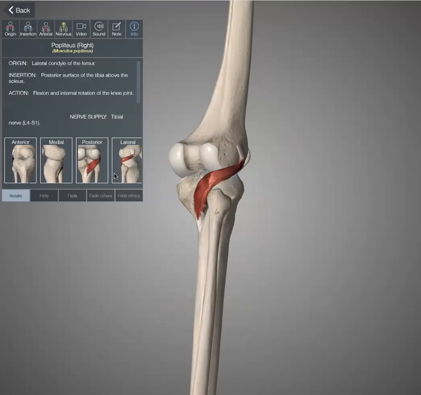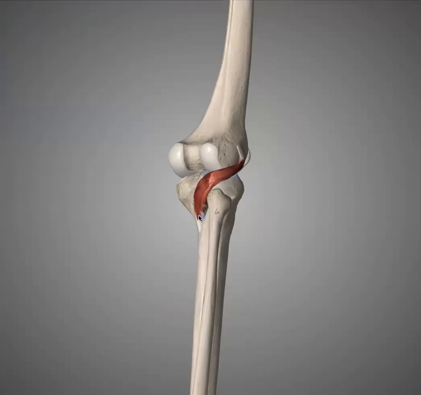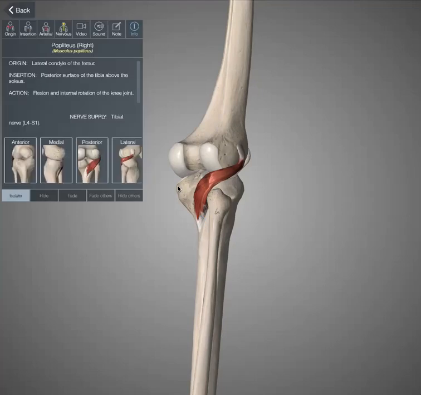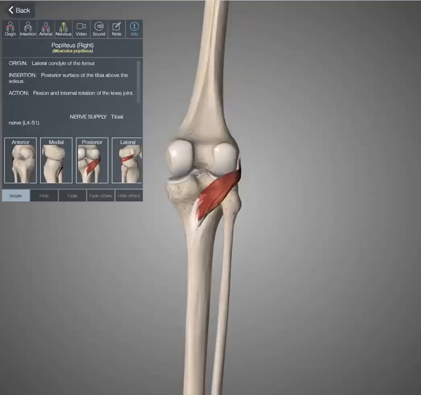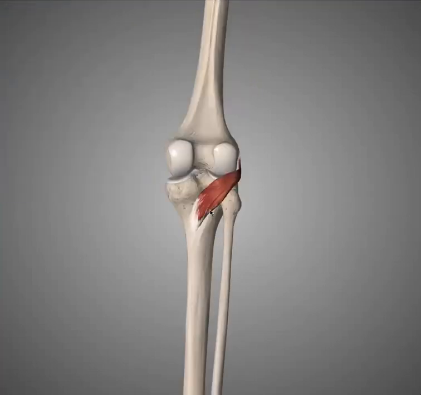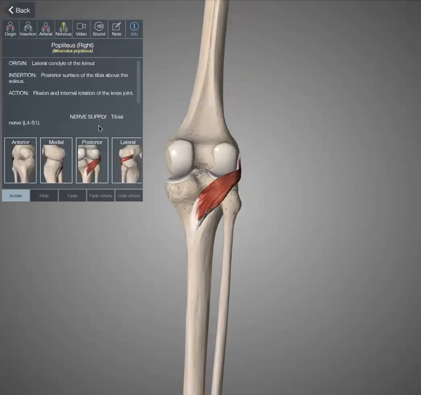And it will insert into the proximal tibia, immediately above the origin of the soleus muscle. Okay? Because soleus, as we saw a little bit a while ago, it originates from here. That's where it attaches. So the action of this muscle, if it contracts, what does it do?